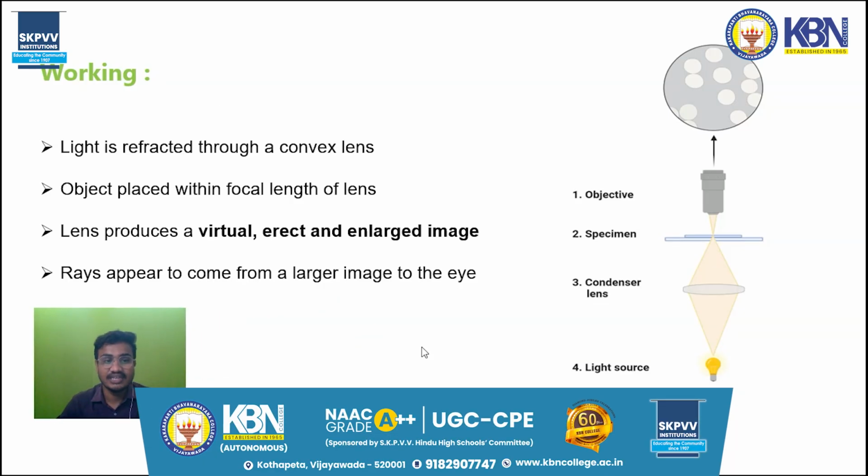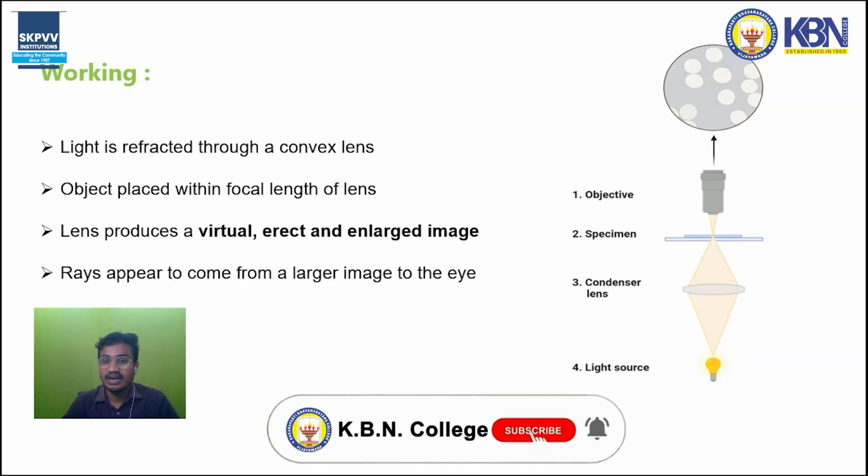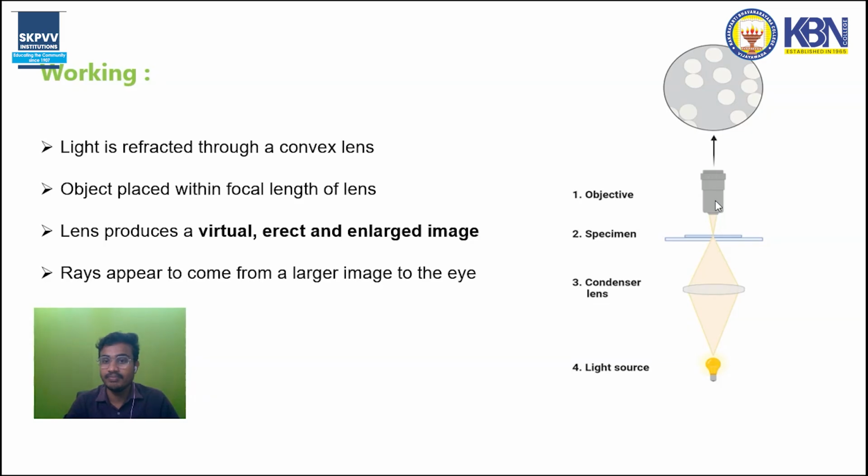Initially, that light will fall onto the condenser lens. When the light is illuminated, it will fall on the condenser lens, and the condenser lens will make the light fall onto the specimen stage. Here we'll keep the specimen, whatever type of sample we want, on the specimen stage, and the light which falls on this specimen or sample is viewed by the objective lens. Then it is viewed by the eyepiece. This is how it works.